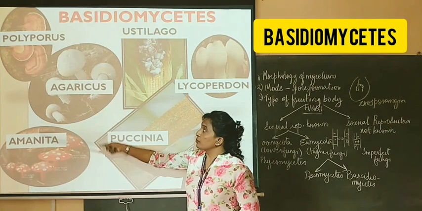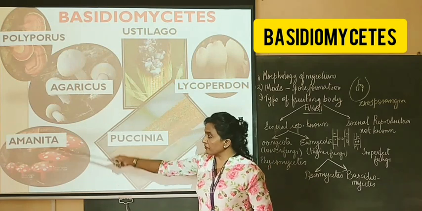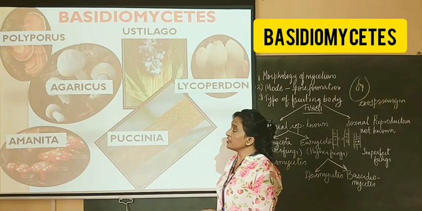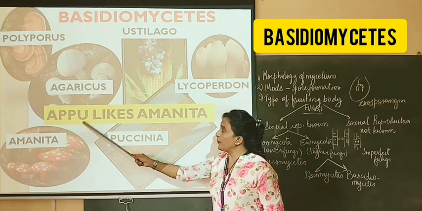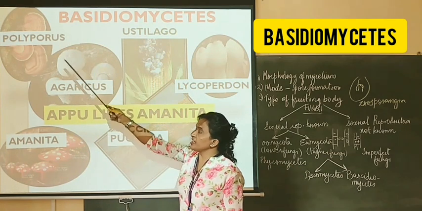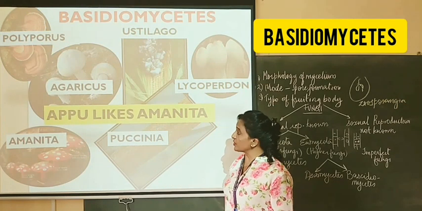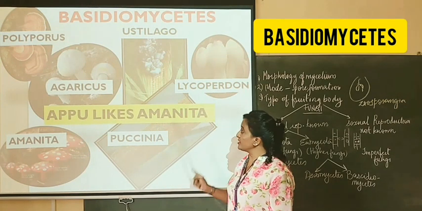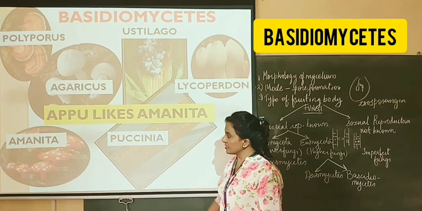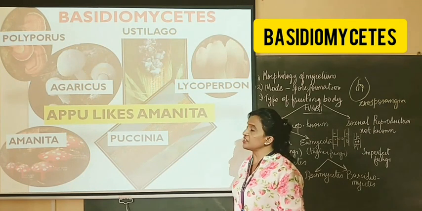So I have taken Polyporus, Amanita and Lycoperdon, belonging to bracket fungi, poisonous fungi and puffballs. Okay. So here we will remember it as "up to likes amanita". A stands for Agaricus, P is Polyporus, next P is Puccinia, U is Ustilago, likes is Lycoperdon, and Amanita is the beautiful fungus but it is poisonous. So this way we can remember all the species coming under Basidiomycetes.